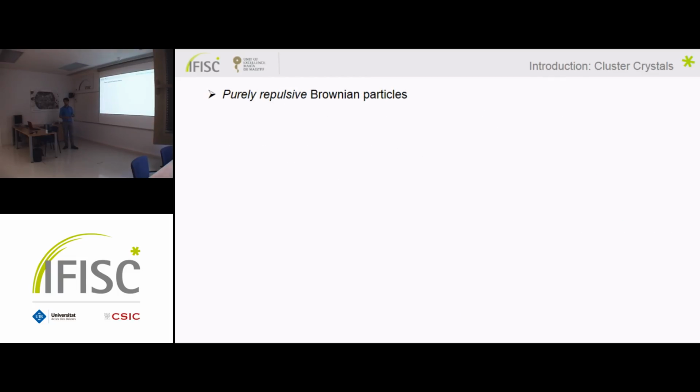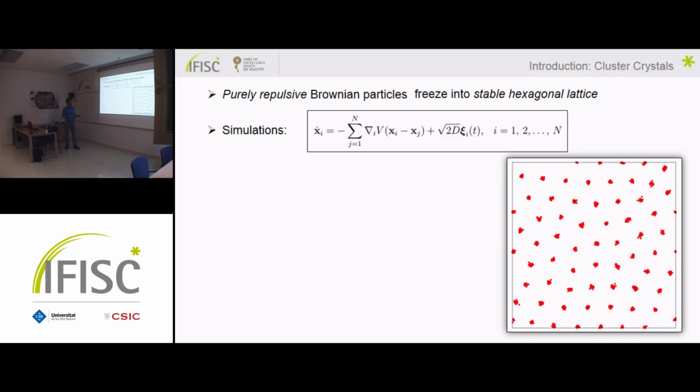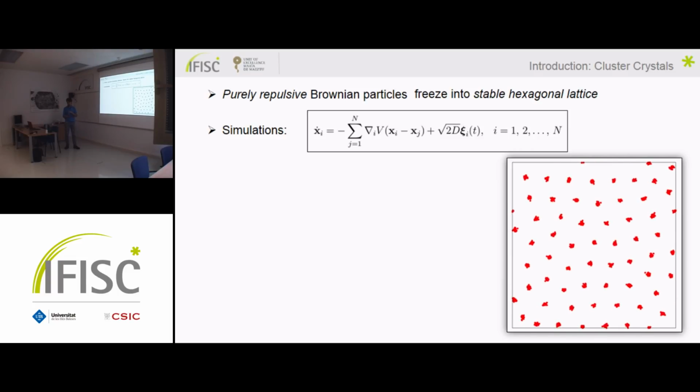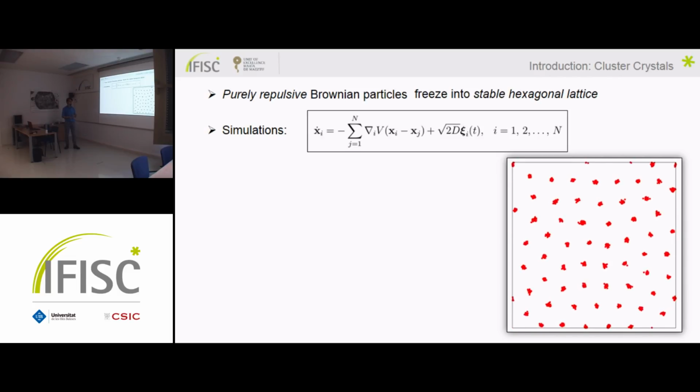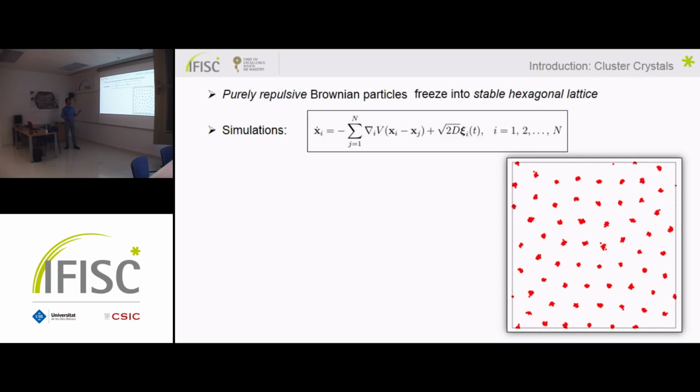For instance, in recent years, some interest has been devoted to purely repulsive Brownian particles that have been proven to, in the case of 2 dimensions and under some special circumstances, freeze into a stable hexagonal lattice. These lattices are called cluster crystals, and as we can see here, this structure does not have a single particle on each site, but clusters of particles on each one of the sites. This is a direct simulation of the Brownian dynamics plus the interaction among the particles.